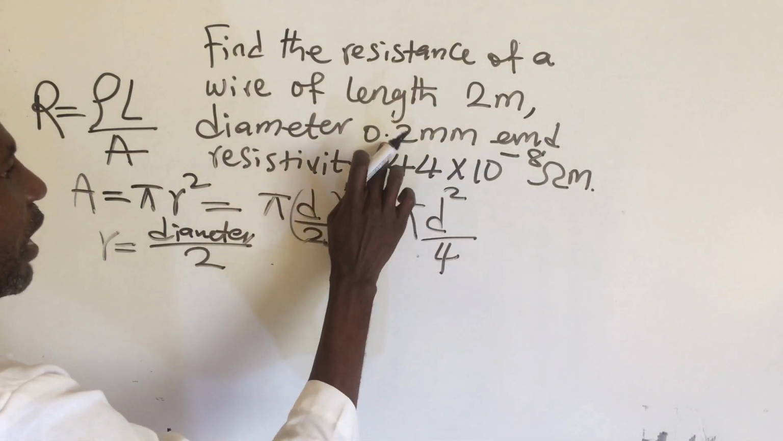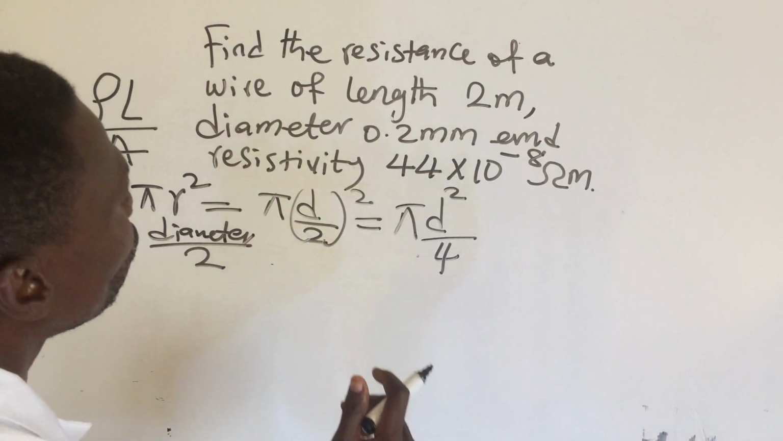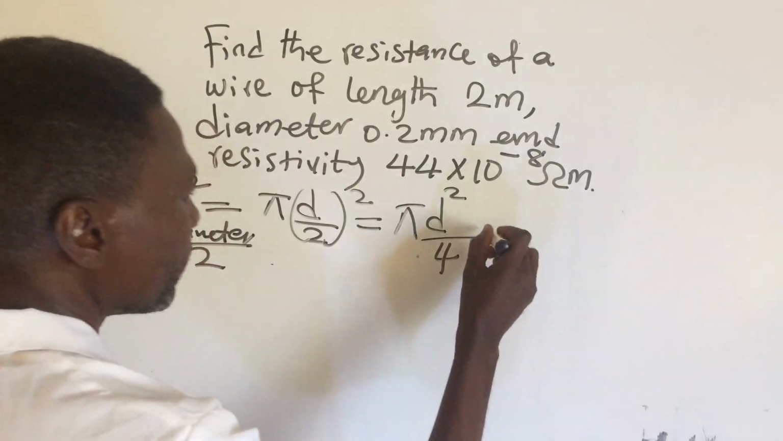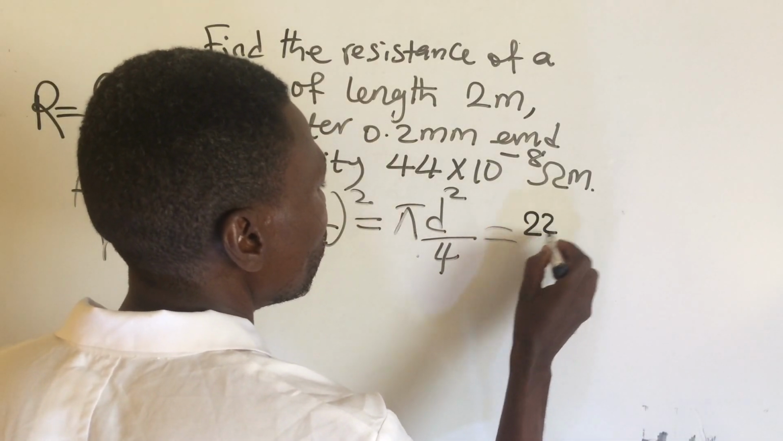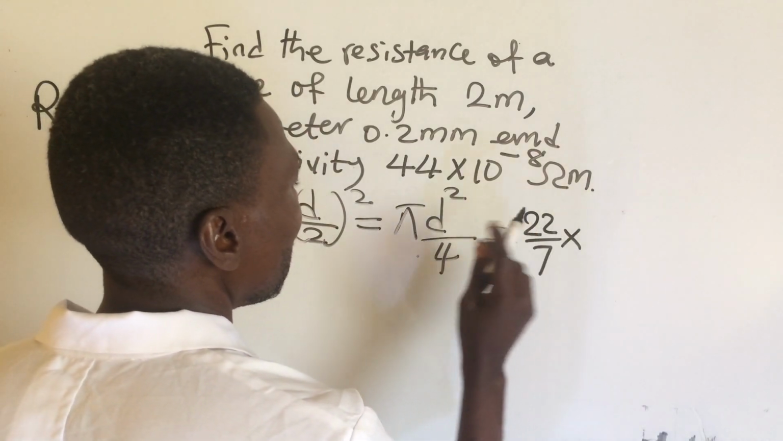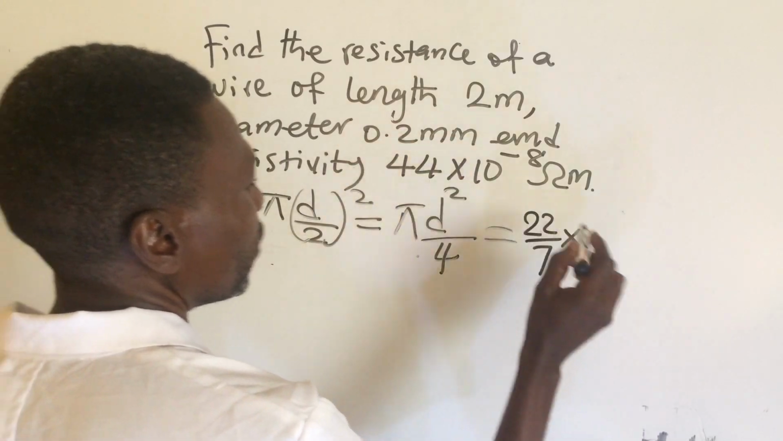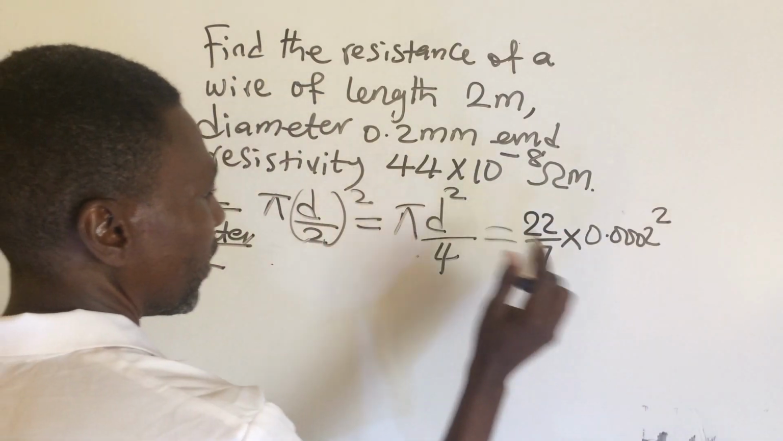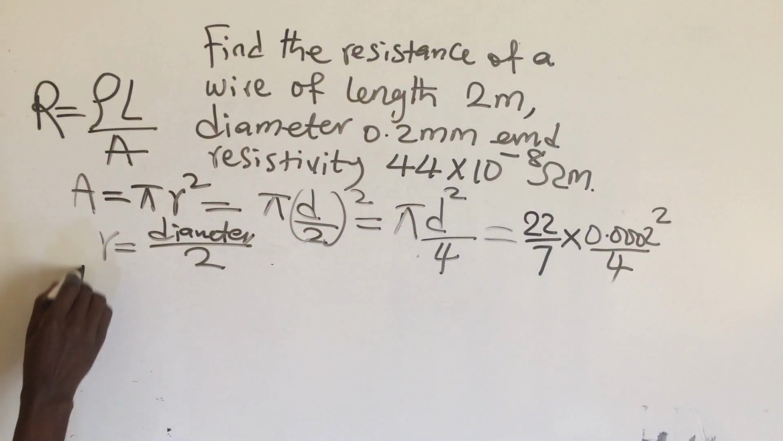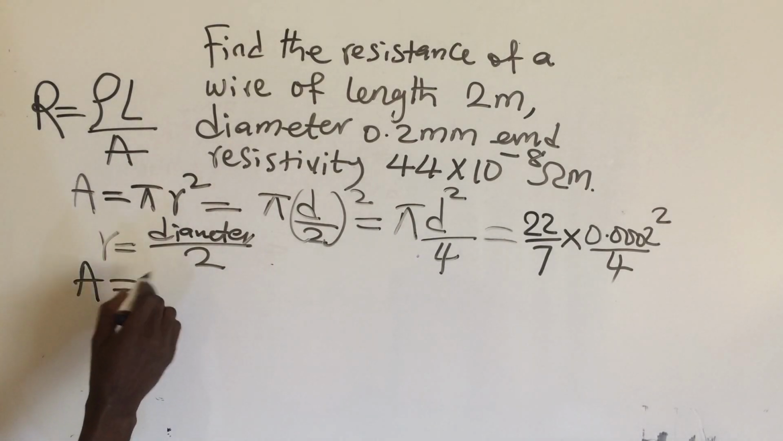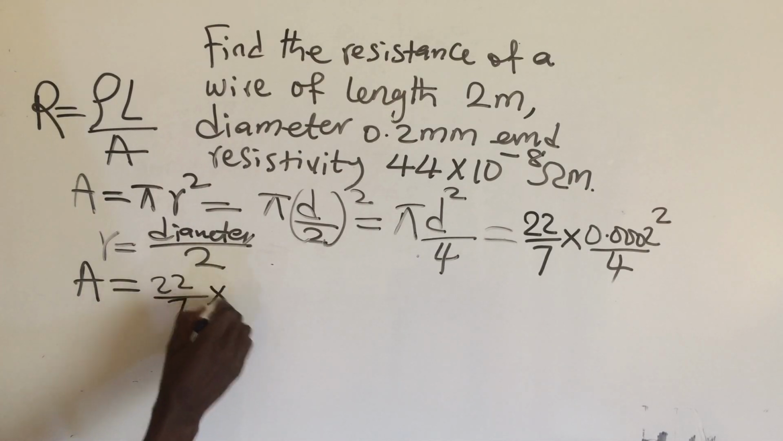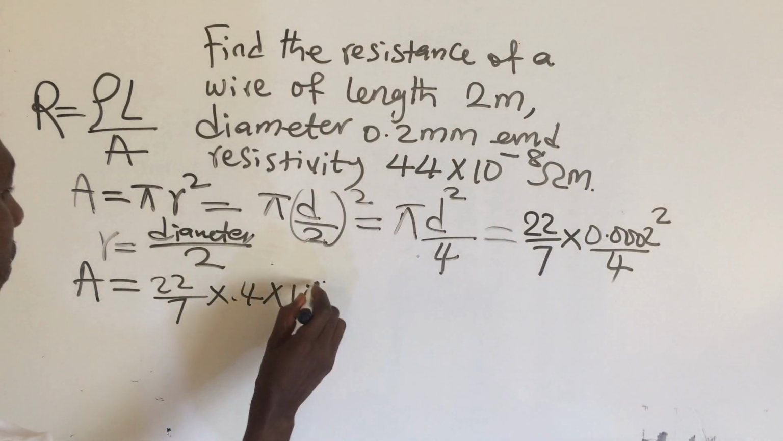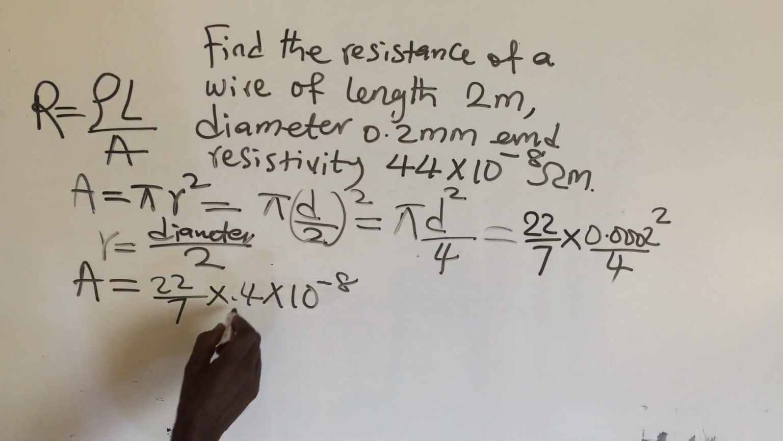You know that our length is in meter, therefore we have to convert the diameter to meter, which we do by dividing 0.2 millimeter by 1000. Now pi is a constant, which is 22 over 7, times d squared, and when we convert to meter, it becomes 0.0002 raised to power 2, all over 4. Continuing our calculation, we have 22 over 7 times 0.0002 raised to power 2, which is 4 times 10 raised to power minus 8, all over 4.